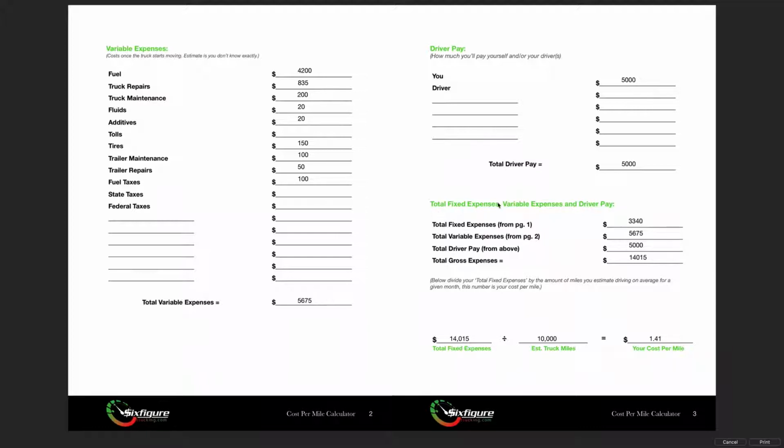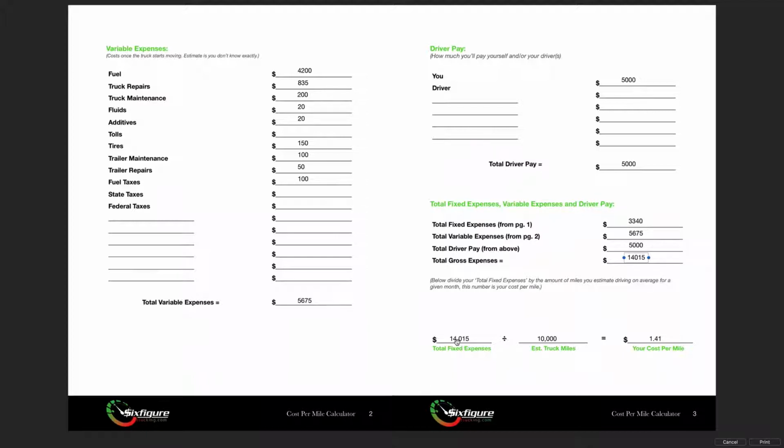Then what you do at the bottom of this particular sheet is you take all the figures, the one from the first one, which is $33.40, $56.75, $5,000 for the driver pay, and then you add that up. That number came to $14,015. This is a very important number right here. That's your total expenses, and that's what you want to work from.